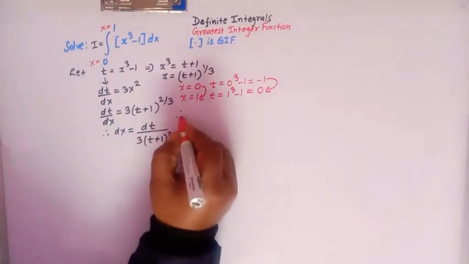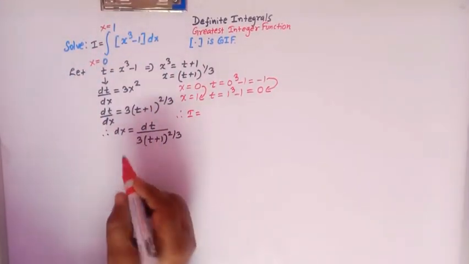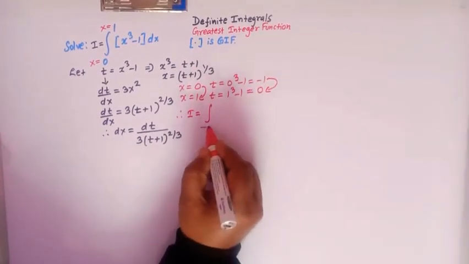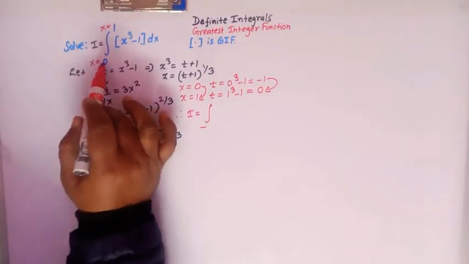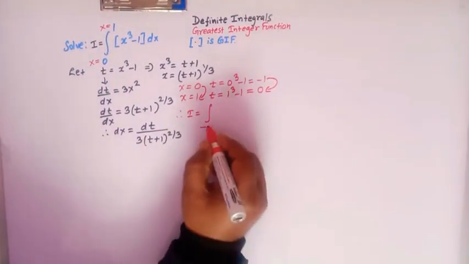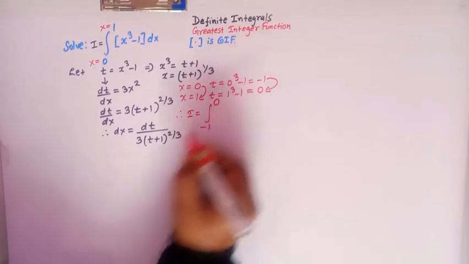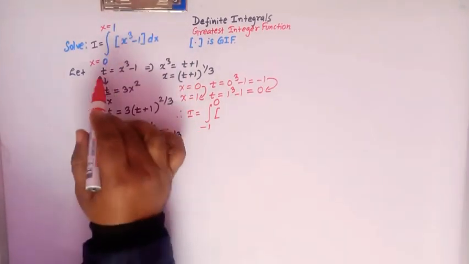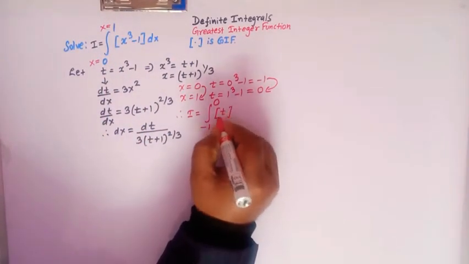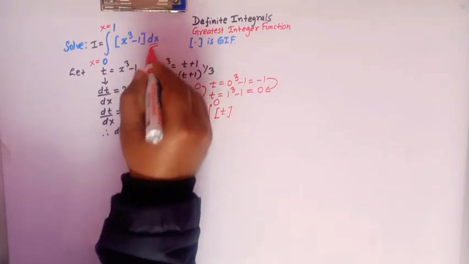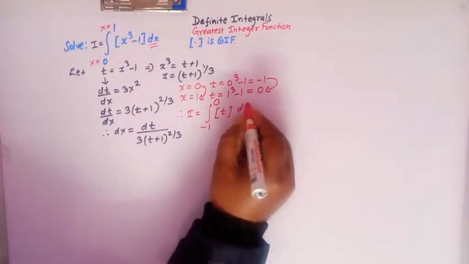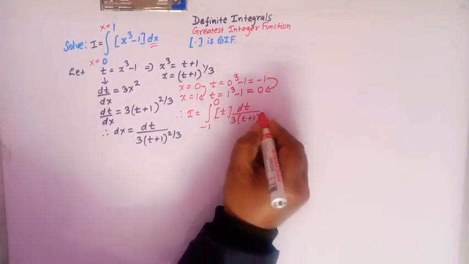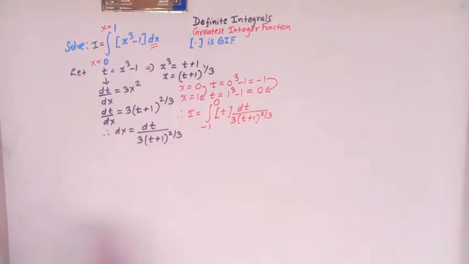Now this integral I can be rewritten with limits from minus 1, because when x is 0, t is equal to minus 1, to 0. For x cube minus 1 we have t, so here we have the greatest integer of t, and for dx we can write dt over 3 times (t plus 1) raised to 2 over 3.